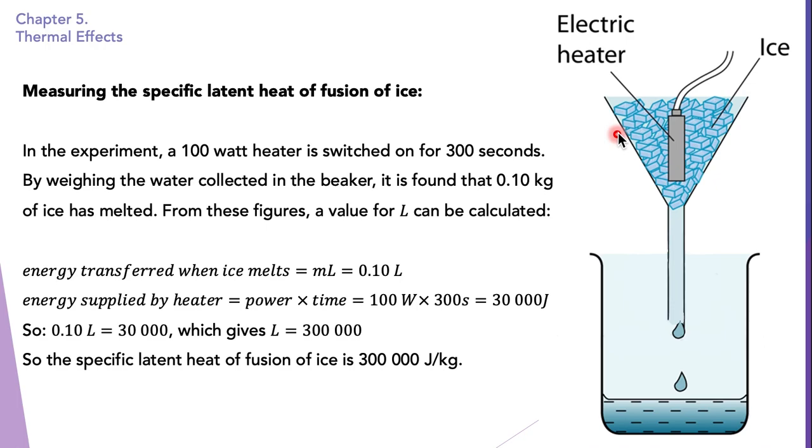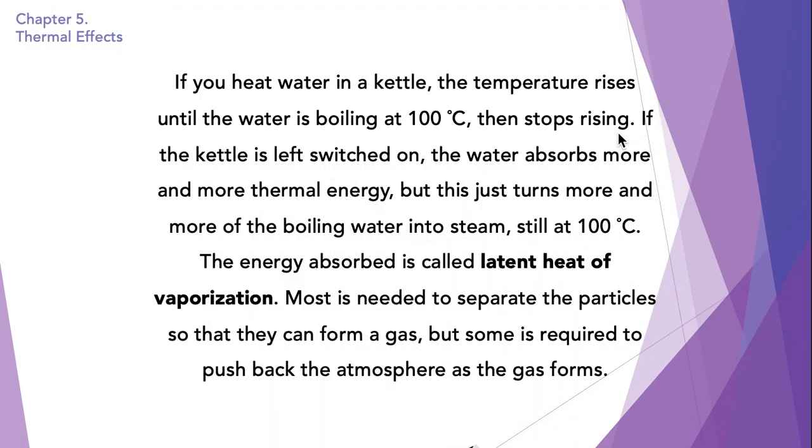Now we're going to look at liquid turning into a gas. If you heat water in a kettle, the temperature rises until the water is boiling at 100 degrees centigrade and then stops rising. If the kettle is left switched on, the water absorbs more and more thermal energy, but this just turns more and more of the boiling water into steam, still at 100 degrees centigrade, so the temperature doesn't change. The energy absorbed is called latent heat of vaporization.